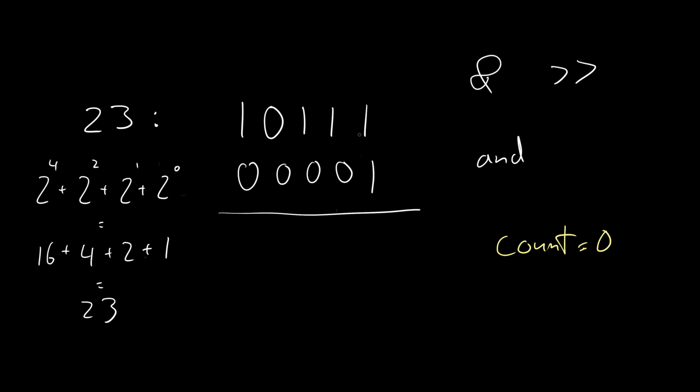So let's just do it right here. Let's do the AND operation. We get 1. So excellent, count becomes 1. And then what you wanna do is you wanna shift. So now this number becomes 1, 0, 1, 1. And then you just do it again, and again, and again.